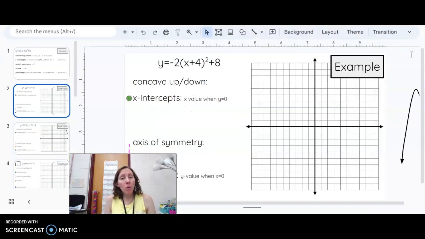Today we are going to learn about a formula for a parabola called vertex form. Just like with a straight line, there are many different forms, and there are with a parabola as well.